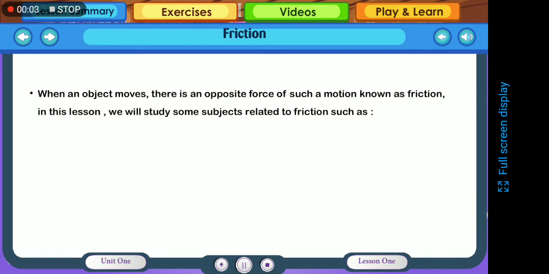I am Mr. Tariq, science teacher, and now we will talk about the first lesson for Junior 5, second term. Friction. When an object moves, there is an opposite force on such a motion, known as friction. In this lesson, we will study some subjects related to friction, such as what is friction and types of friction.